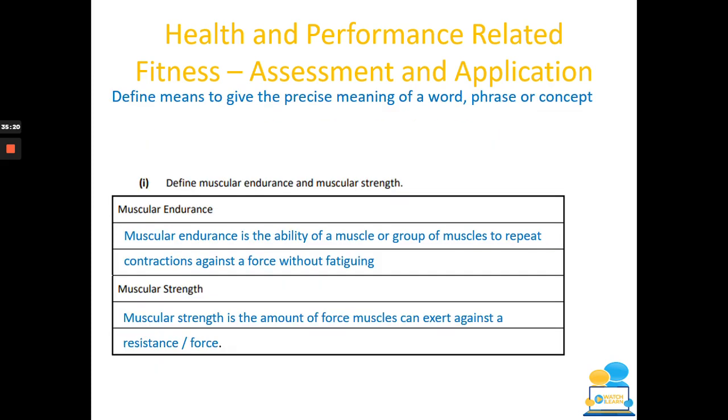So we're back to giving more definitions in the next question. So define is to give a precise meaning of a word or phrase or concept. So muscular endurance is the ability of a muscle group or group of muscles to repeat contractions against force without getting tired. And muscular strength is the amount of force muscles can exert against a resistance force. So we're looking at high levels of force for muscular strength, and we're looking at repeatability for muscular endurance.